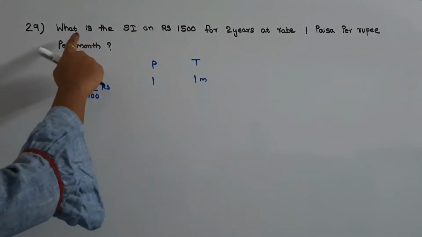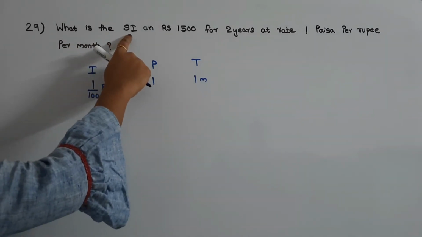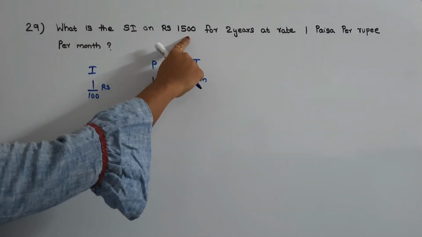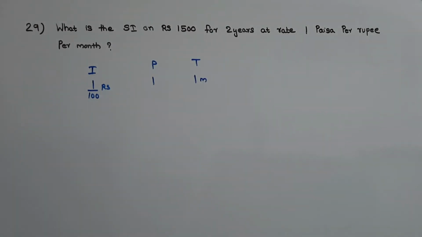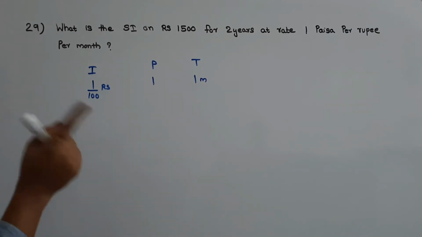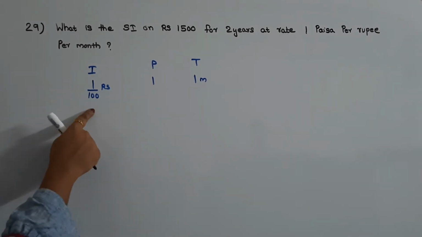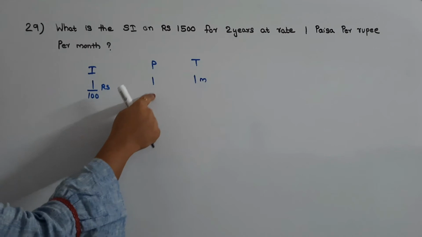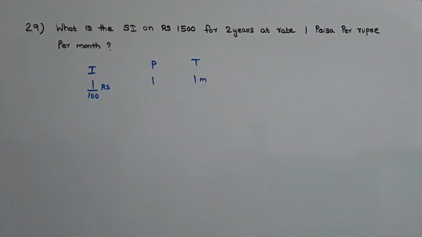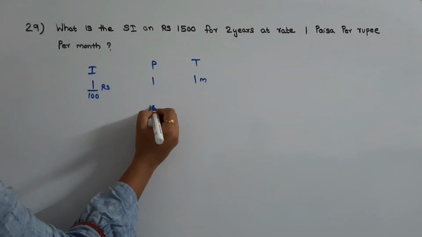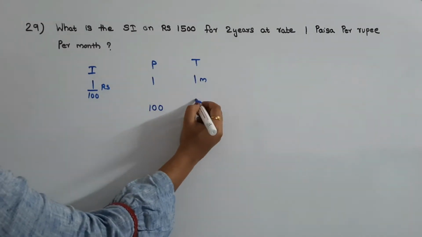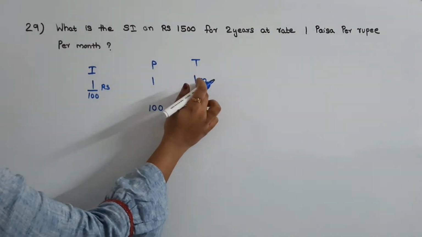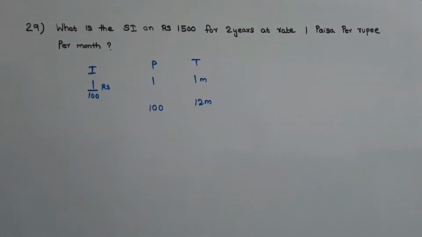Now, in the question they are asking us to find out the simple interest when the principal is 1500 and the time period is 2 years. So, for that we need to know the value of the rate of interest. I told rate of interest is the interest when the principal is 100 and the time period is 1 year. 1 year can be written as 12 months. Since this is in months, we are writing this also in months.